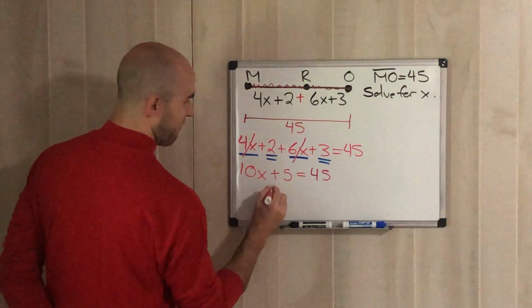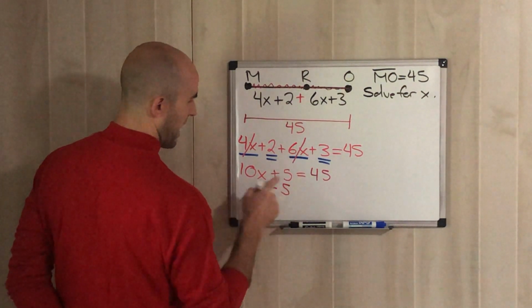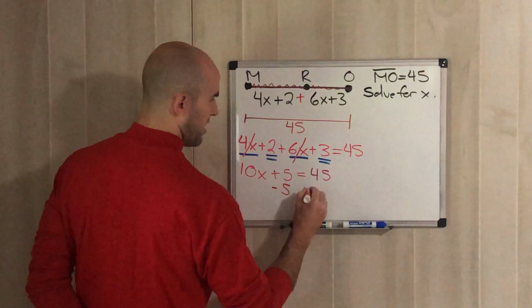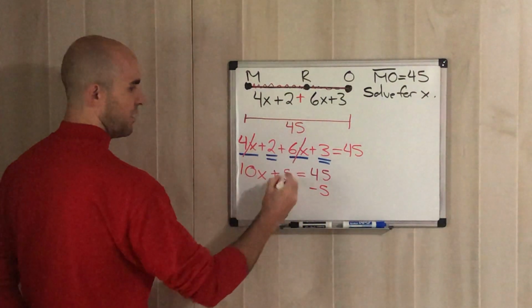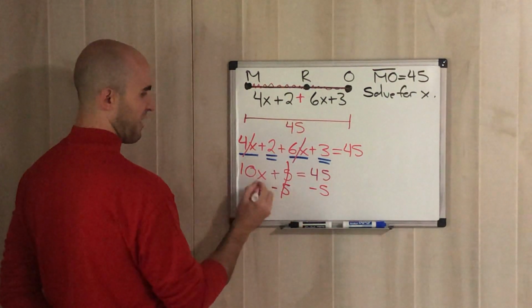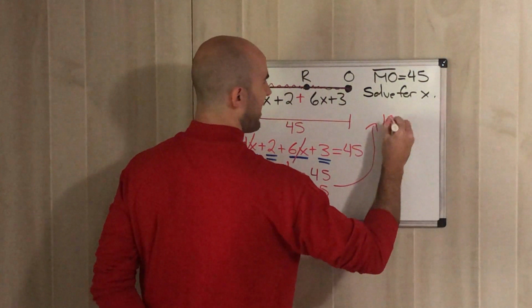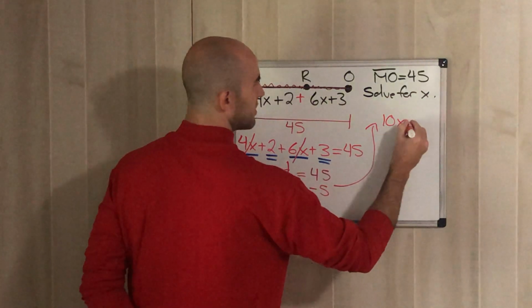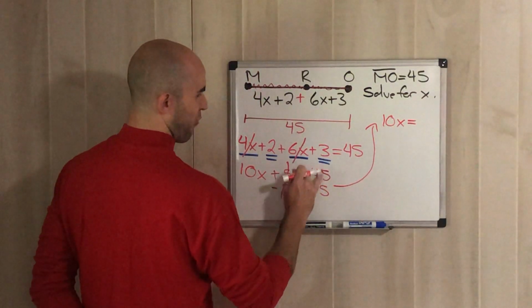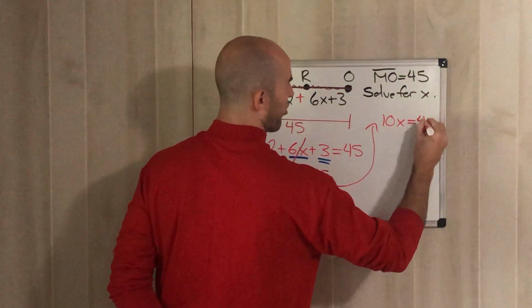To get rid of the 5, we do the opposite of addition, which is subtraction. So subtract 5 from this side too. The 5's cancel out. We're left with 10x equals, and then 45 minus 5 is 40.